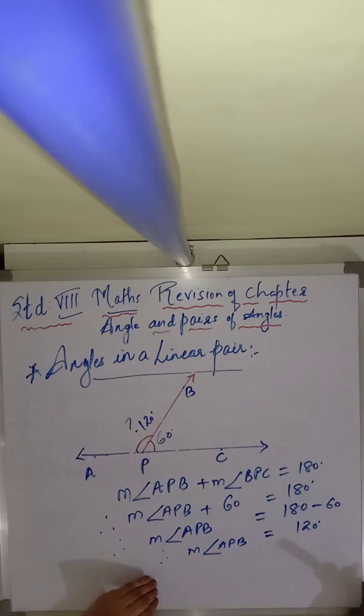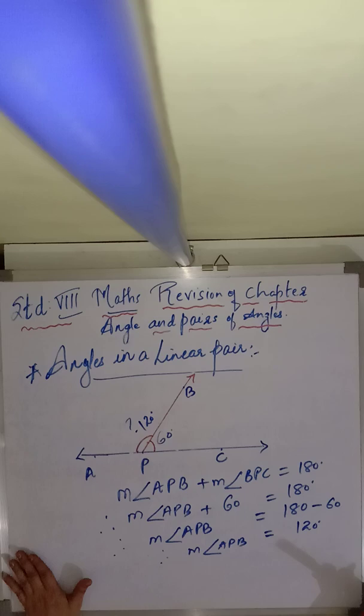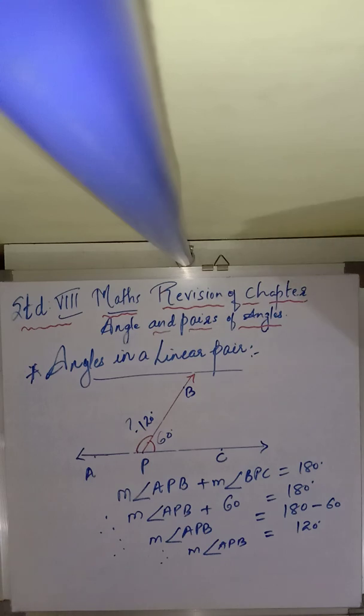Now dear students, in this chapter most of the points we have covered. Two very important points are remaining: vertically opposite angles, and the last point will be the exterior angle of a triangle, which I will be covering in the next video.